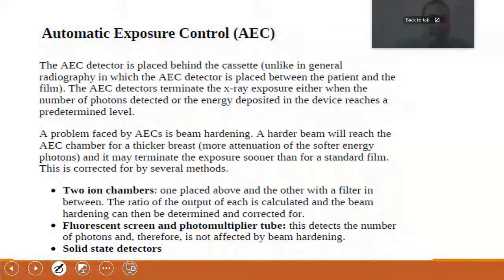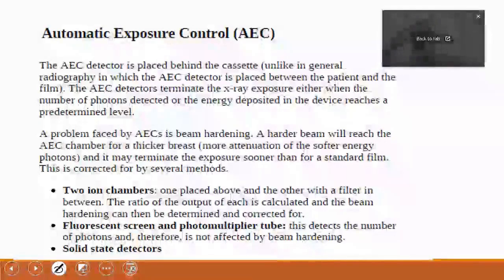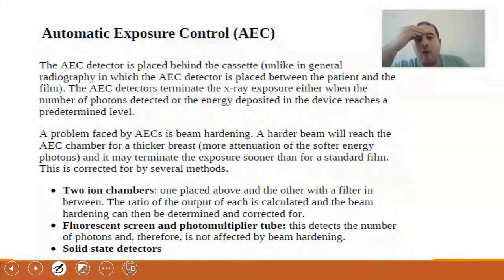Now, regarding the point I mentioned to you, the problem is that if there is thick breast tissue or high density material, there are three solutions. One of these solutions is to use an ionization chamber. This ionization chamber is something that is used in dosimetry to measure the ions formed as a result of exposure, meaning the radiation in the air.